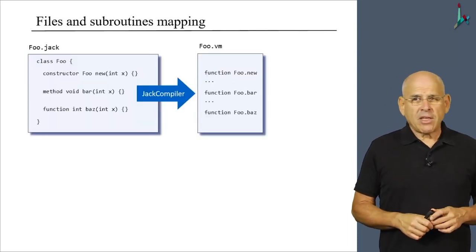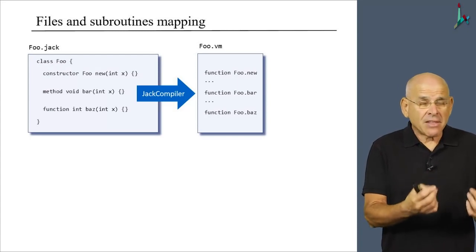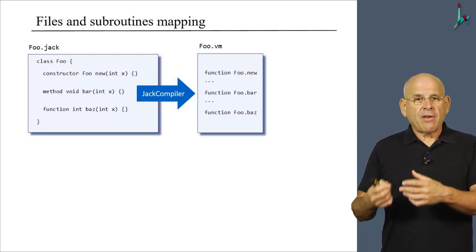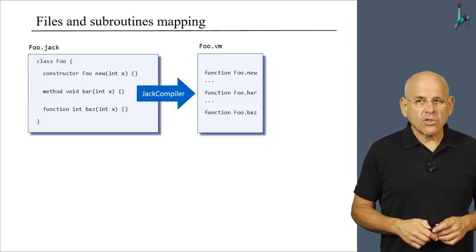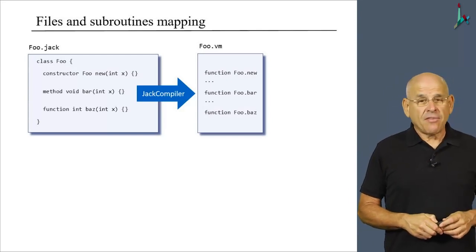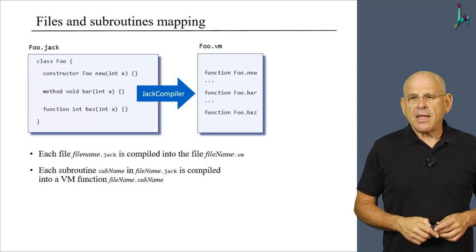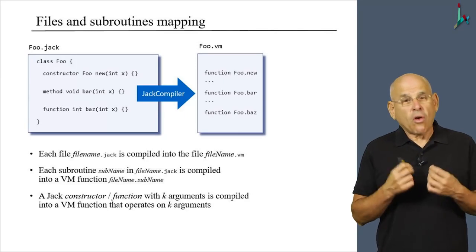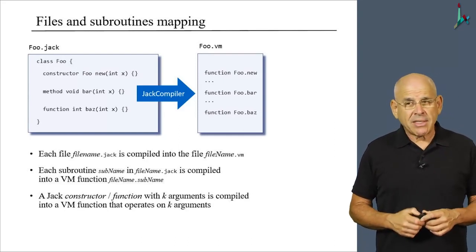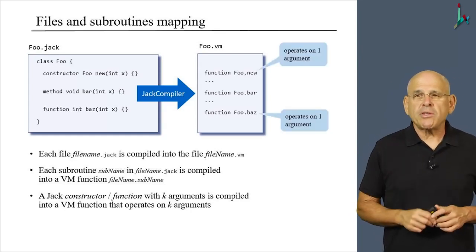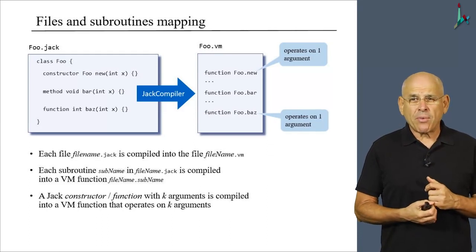Well, a Jack program is a collection of one or more classes. Each class has a unique name. And every one of these class files is going to be translated into a respective VM file that has the same prefix file name. And in the process, every subroutine in the source code is going to be translated into a function at the VM level. So each subroutine goes to a function, each file goes to a VM file. And notice that a Jack constructor or function that has k arguments is going to be compiled into a VM function that operates on k arguments as well. In this example, we see that new, which is a constructor, has one argument at the Jack level. It will also have one argument at the VM level. Likewise, the same is going to happen with the function buzz.